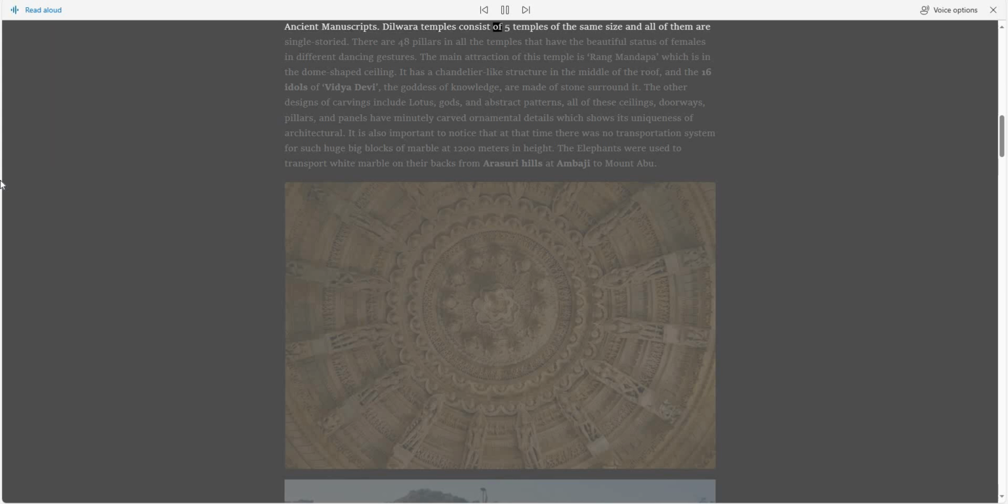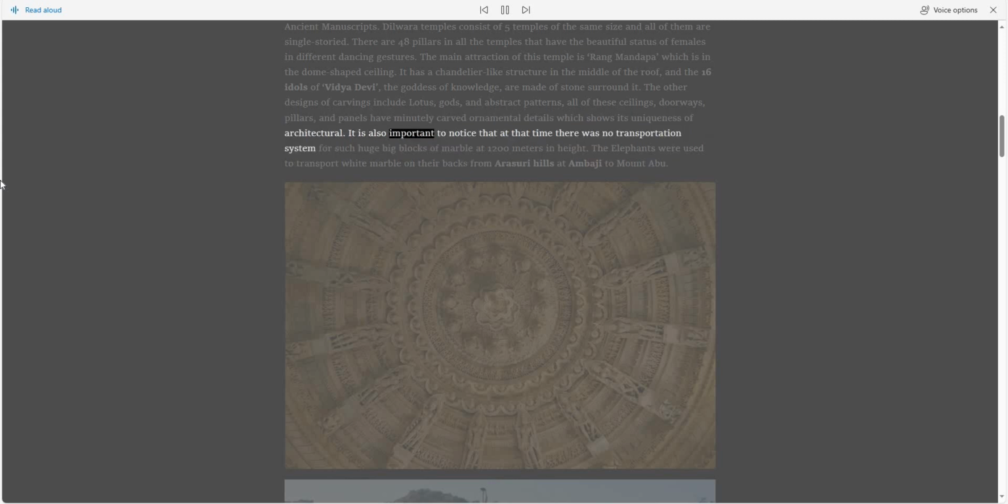Dilwara temples consist of 5 temples of the same size, and all of them are single-storied. There are 48 pillars in the temples that have beautiful statues of females in different dancing gestures. The main attraction of this temple is the Rang Mandapa, which has a dome-shaped ceiling. It has a chandelier-like structure in the middle of the roof, and 16 idols of Vidyadevi, the goddess of knowledge, are made of stone around it. The other designs of carvings include lotus, gods, and abstract patterns. All of these ceilings, doorways, pillars, and panels have minutely carved ornamental details which show the uniqueness of the architecture.